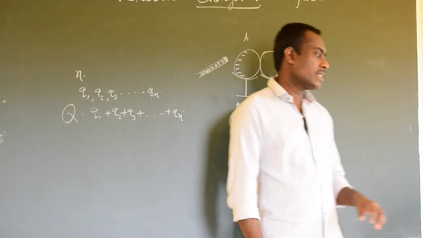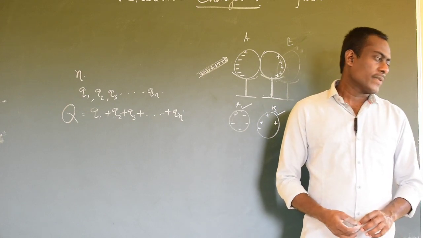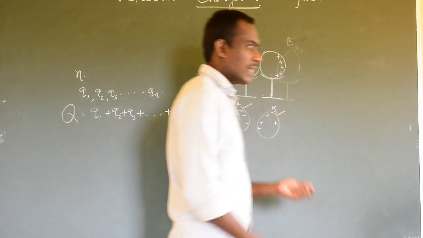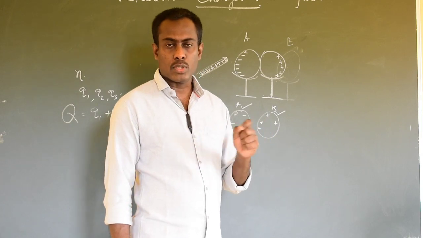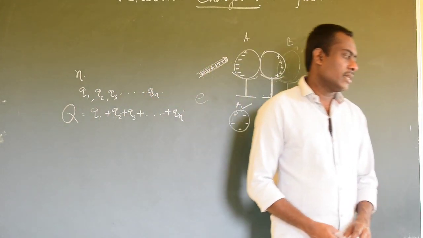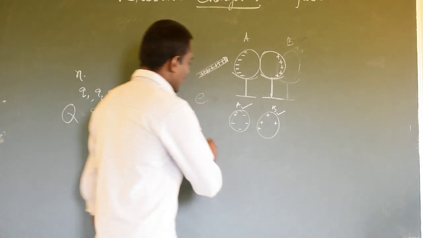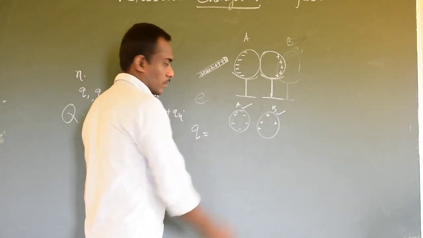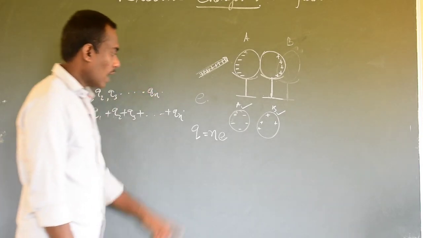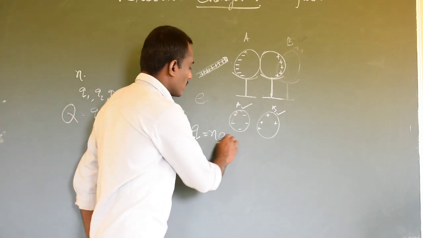And third is quantization of charge. It has been experimentally proved that all free charges are integer multiples of a basic unit of charge, which is denoted as e. Thus, if a charge Q is on any system or object, then this charge can be defined as Q is equal to n times e, where n is an integer and e is the basic unit of charge. This is called the quantization of charge.